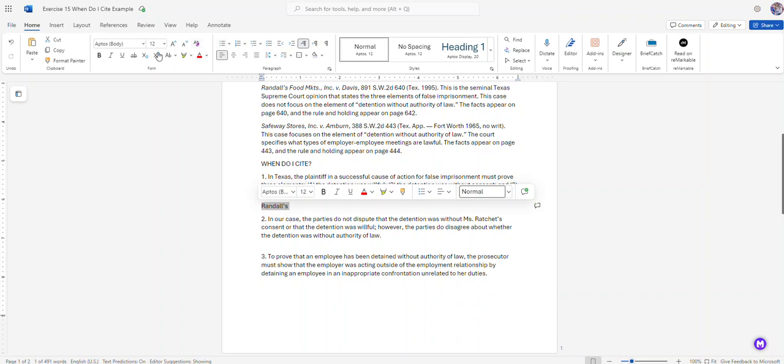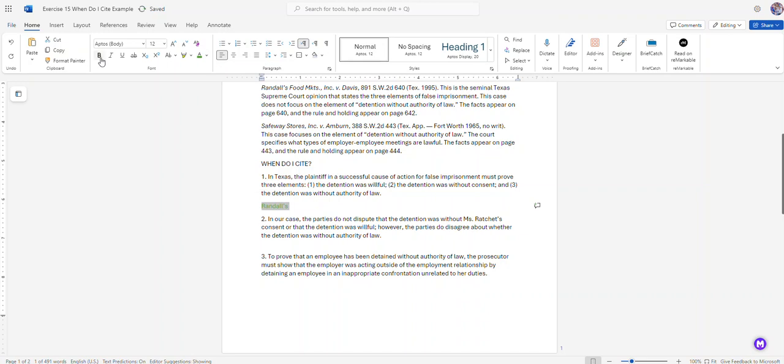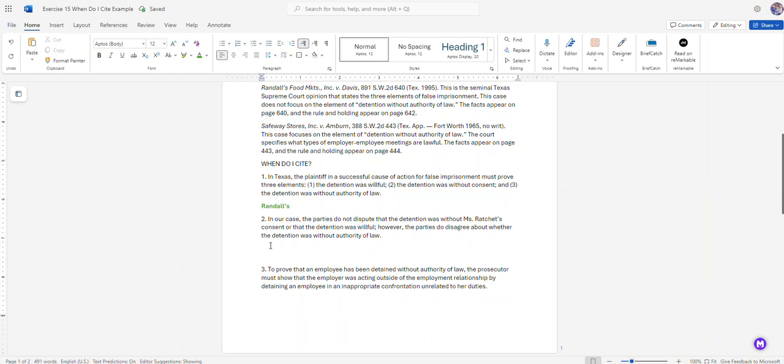In the next one, it says, in our case, the parties do not dispute that the detention was without Ms. Ratchett's consent or that detention was willful. However, the parties do disagree about whether the detention was without authority of law. Now, this is an idea that while it uses the terms of art from the rule, it's not actually giving you the rule or interpreting the rule. And so this is a statement simply about your case. And so you wouldn't cite anything for that, because there is no need. That is your idea about what needs to happen for this analysis.